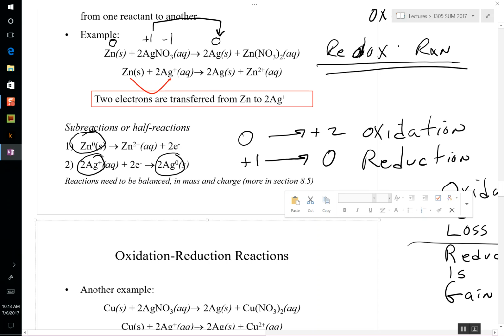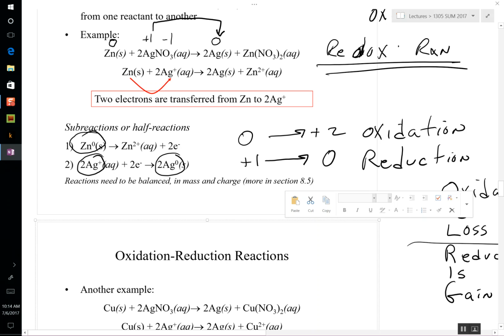Now notice here, we've got 2 silver ions, plus 1 charge, plus 2 electrons, forms 2 silver atoms. So the plus 1 went to 0. Each of these electrons is drawing down the charge on each of those silver ions to 0. That's reduction. Reduction is the gaining of electrons. Silver ions plus 2 electrons is reduction. It's gained electrons.